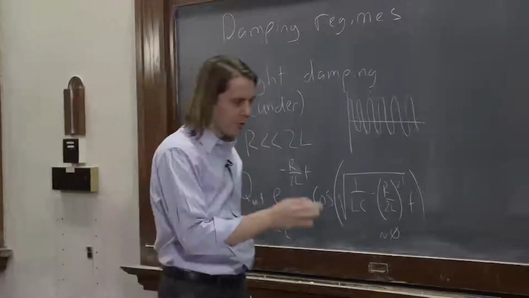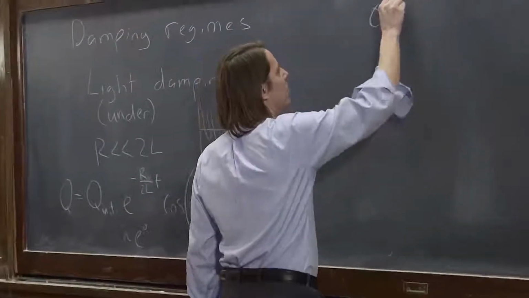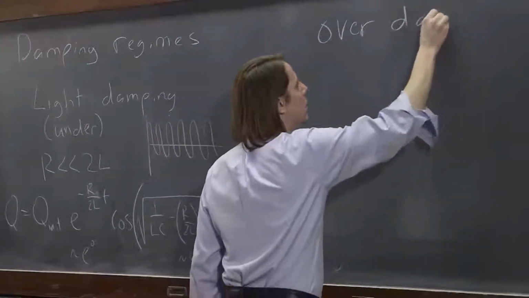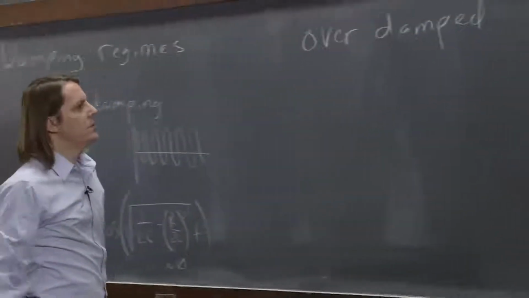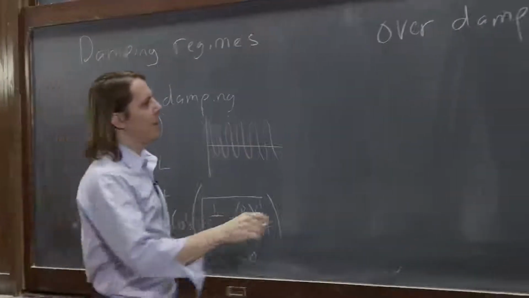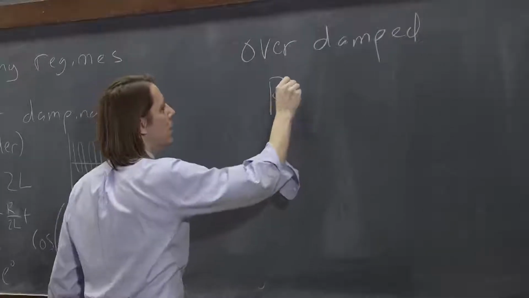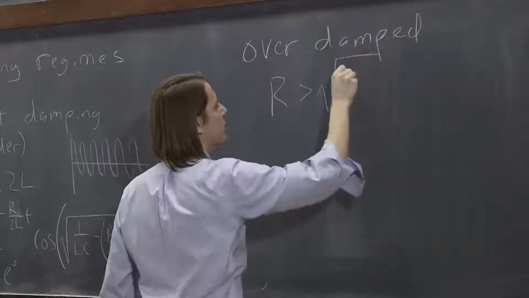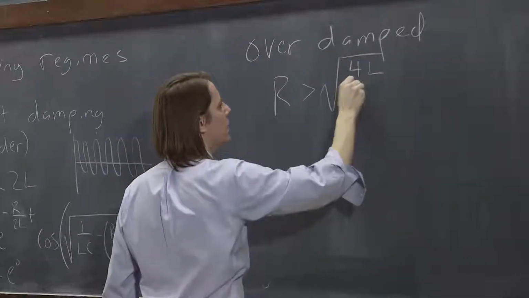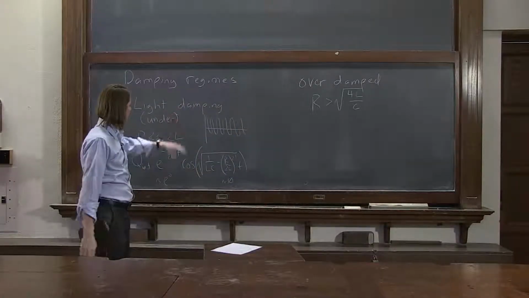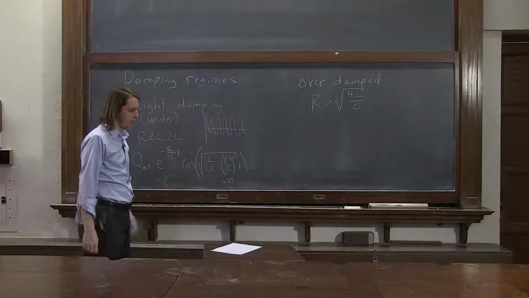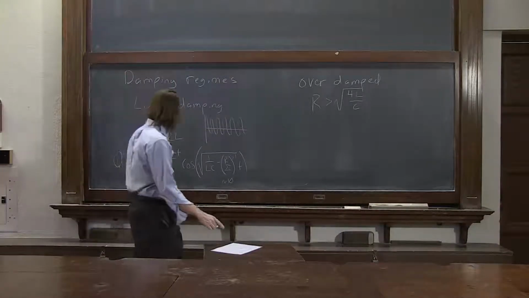There's also, at the other end of the spectrum, overdamping. Overdamped is a special thing that happens as soon as R becomes greater than the square root of 4L over C. And by these C's, we mean the capacitance. There's no more parameter C. And you can see what would happen.